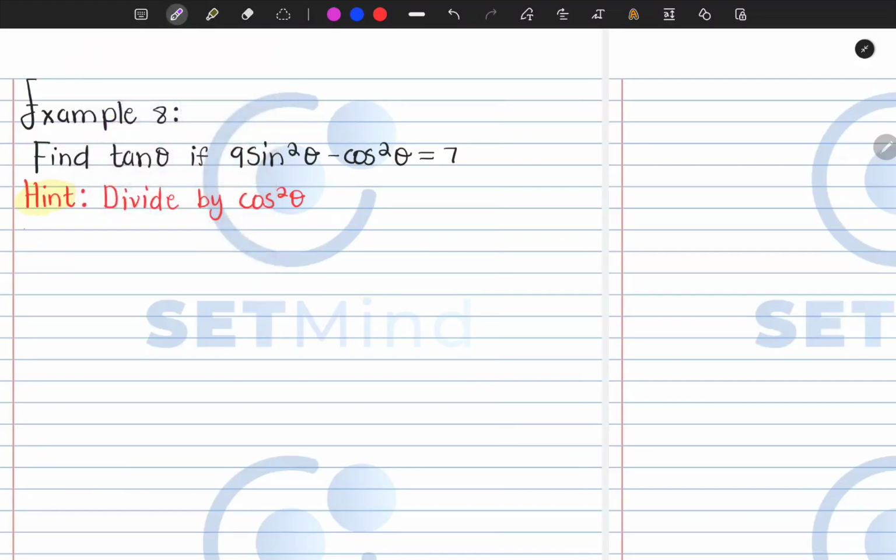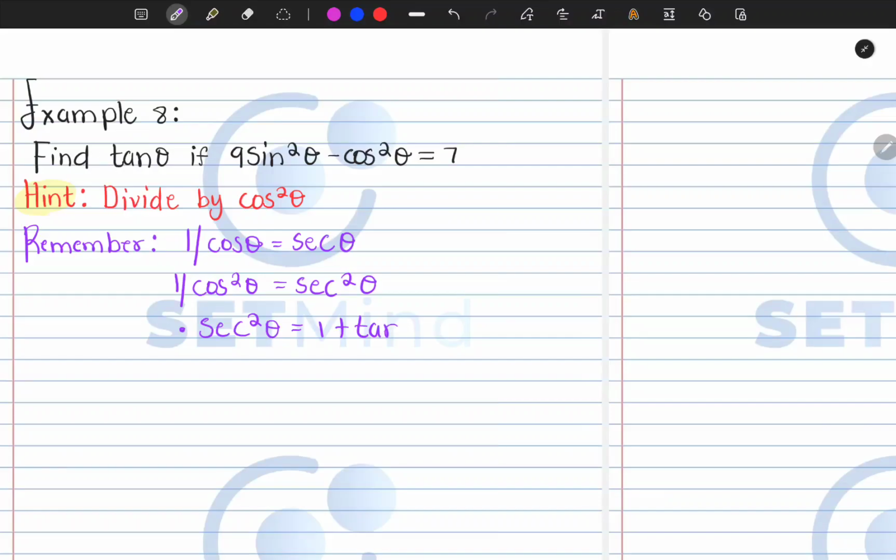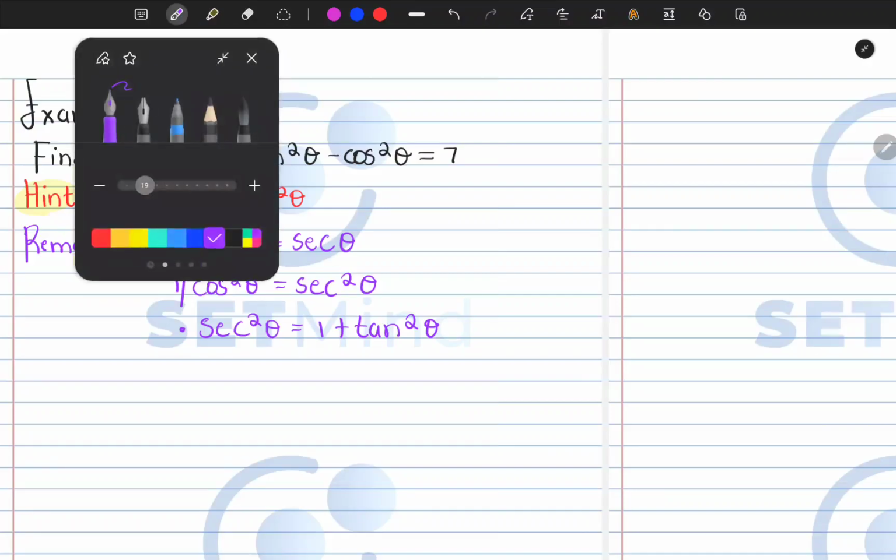But before we do the revision, I want you to remember something which is very important but fundamental: 1 divided by cos theta will give us sec theta, which means whenever you have a division by cos squared theta, you will end up finding sec squared theta. And also, remember that sec squared theta will always be equal to 1 plus tan squared theta. And we are trying to solve for tan theta here.